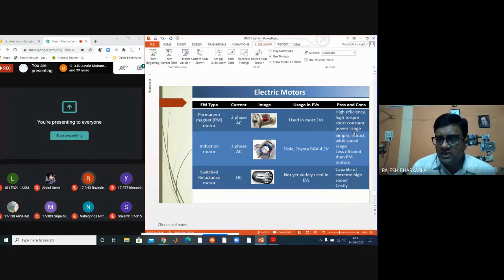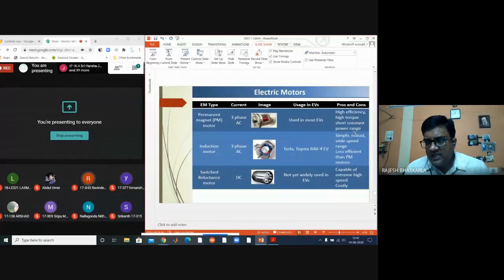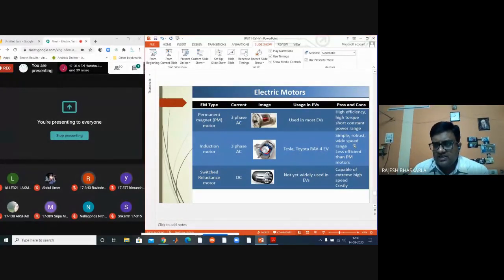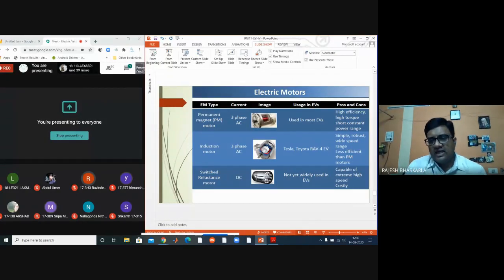The induction motor is now being used in Tesla cars and Toyota cars. It is simple and robust, but less efficient than the permanent magnet machines. The third one is the switched reluctance motor. A lot of research is going on, and it is presently used in aircraft. In the near future, we'll observe this in electric vehicles also.